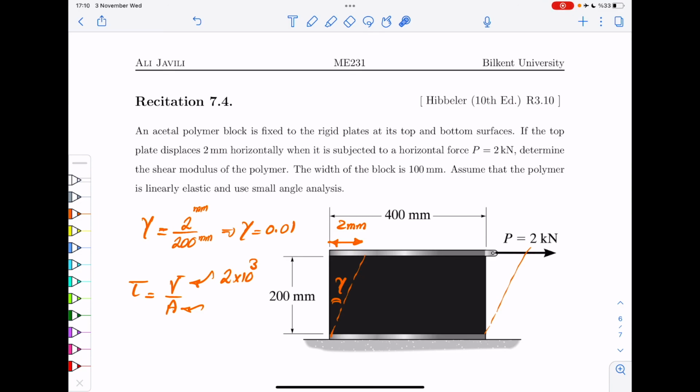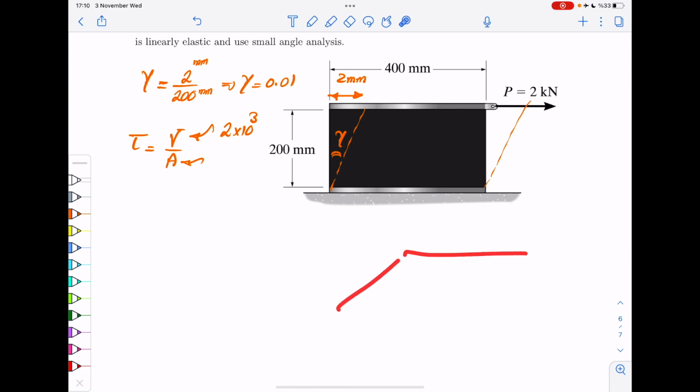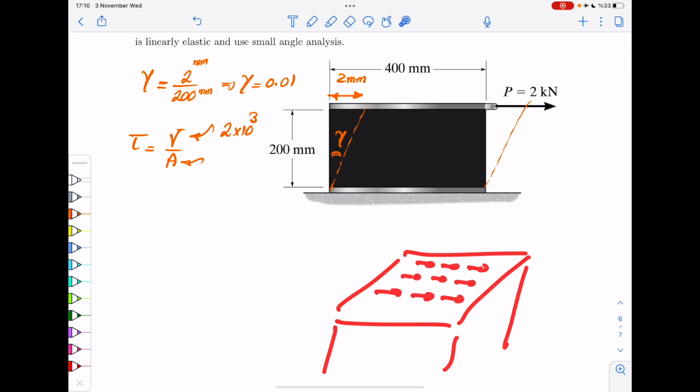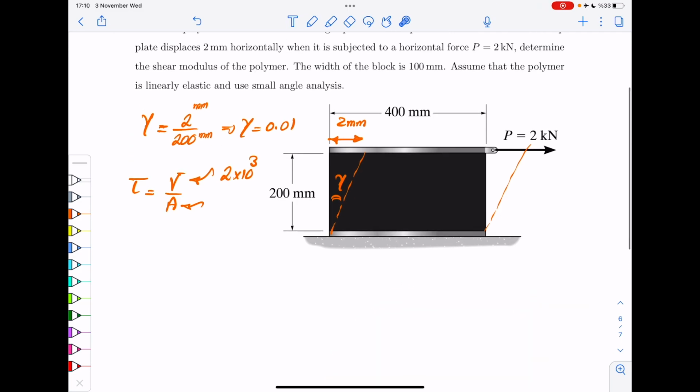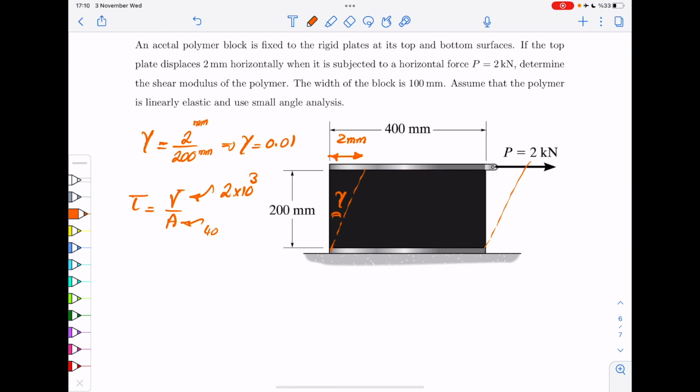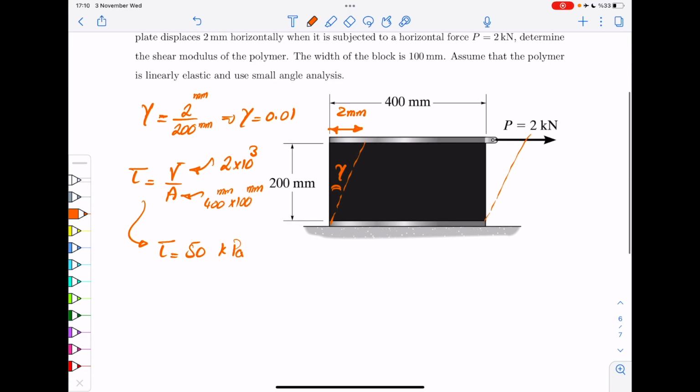Does that make sense? You have a picture like this, and that shear force or shear stress is distributed on top of that surface, which you don't see. Collectively, they would be equal to what you apply. So area is 400 millimeters times 100 millimeters, and this gives you tau to be 50 kilopascal. Now, all you need to do is use your relationship, tau equals G gamma, or otherwise G equals tau divided by gamma. You have tau, 50 kilopascal, and gamma, 0.01, so G is 5 megapascal.